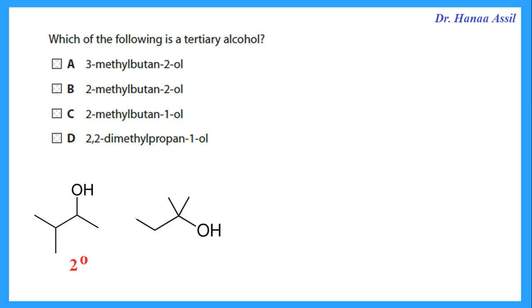2-methylbutan-2-ol. Can you see this? 2-methylbutan-2-ol. This is a tertiary. 2-methylbutan-1-ol. That is a primary. 2,2-dimethylpropan-1-ol. That is also a primary. So which of these is a tertiary? It is that second one.